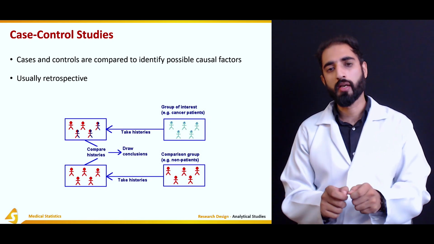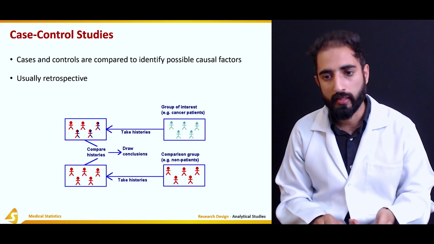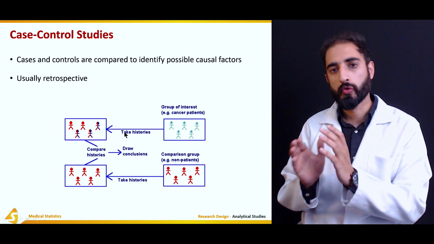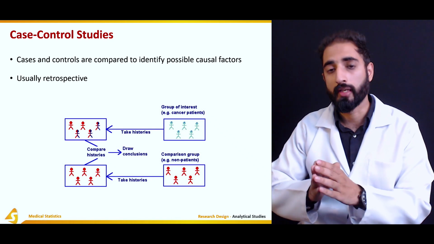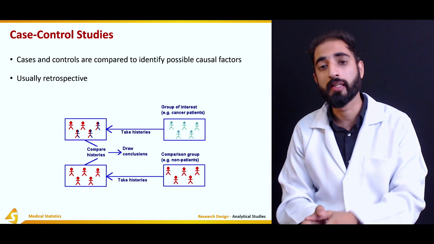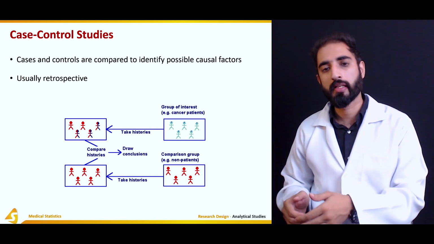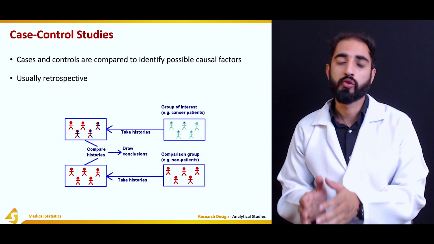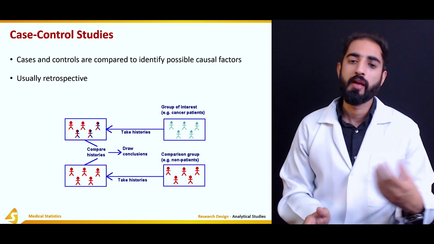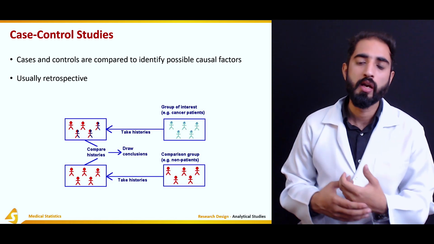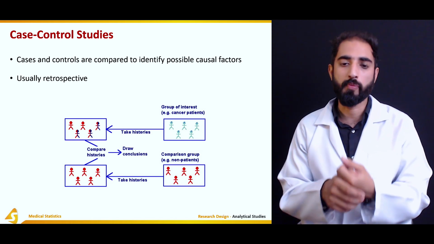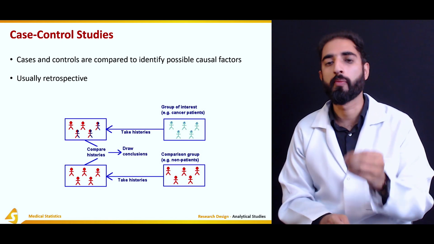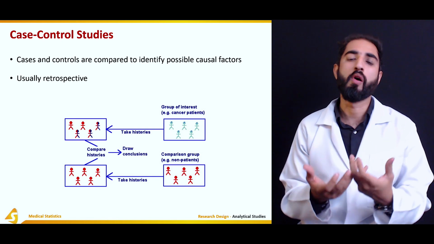This type of study is usually retrospective, which means that when you start the study, there is a group of patients who already have developed the condition or disease, and a group who do not have that specific disease. So you go back in time and take the history from those participants and try to identify if that group had that specific risk factor or not.